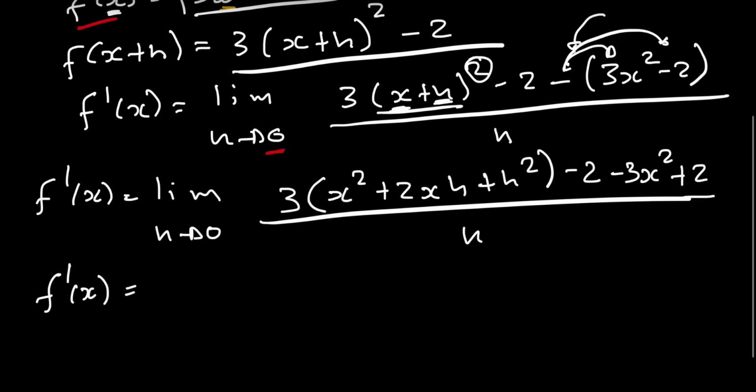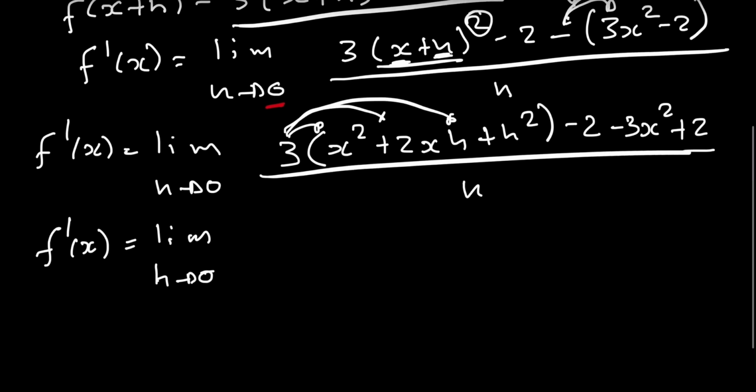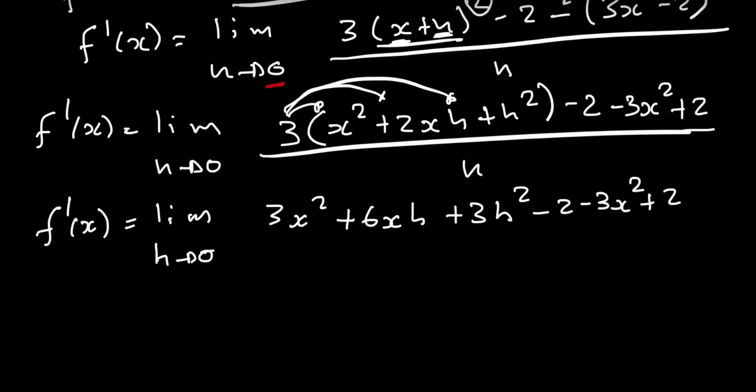So if we continue now to simplify at the top, we are going to multiply everything else by the 3, and then we'll have to cancel out things that cancel and see what happens. So 3 multiplied by x squared, that's going to be 3x squared. 3 multiplied by 2xh, that should give us 6xh. 3 multiplied by h squared, that should give us 3h squared. And you have minus 2 minus 3x squared plus 2, all divided by h.